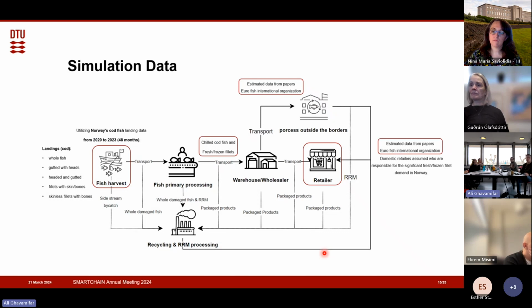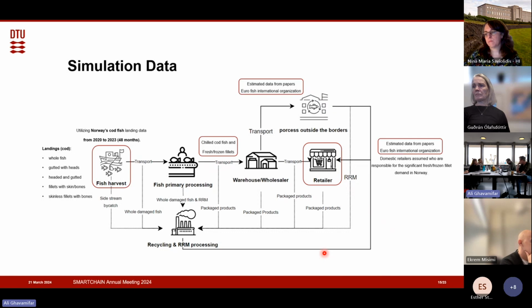Then we used some data for running our simulation. We use Norway's cod fish landing data for 48 months from 2020 to 2023. And we consider that the landings are whole fish, gutted with head, headed and gutted fish, fillet with skin, and skinless fillet with bones. And we estimate some of the data from papers that were published in 2024. We use some of the data for the retailer demand from that paper, and estimate the export of the fish in Norway.